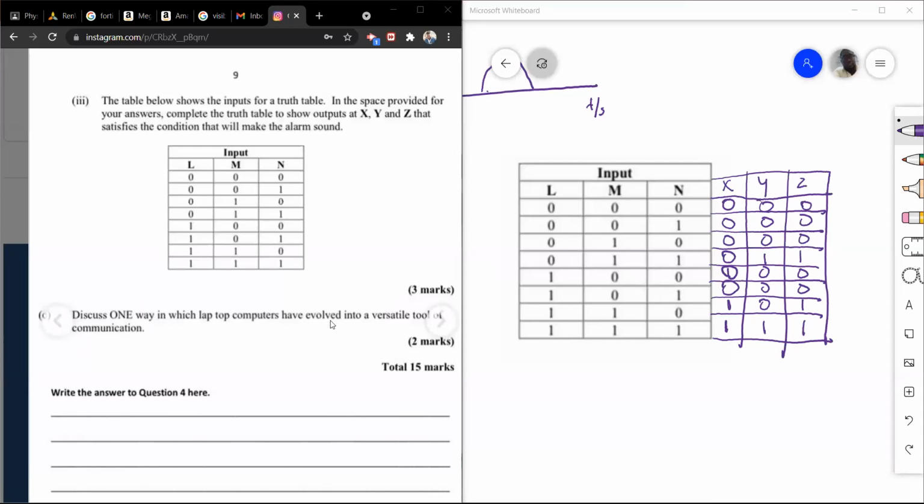Discuss one way in which laptop computers have evolved into a versatile tool of communication. Say upgraded processors? What does that have to do with communication? You're thinking too hard. Sir, we use it for Zoom class.